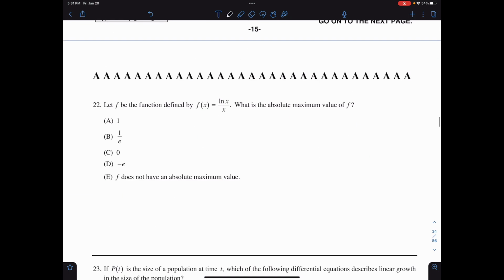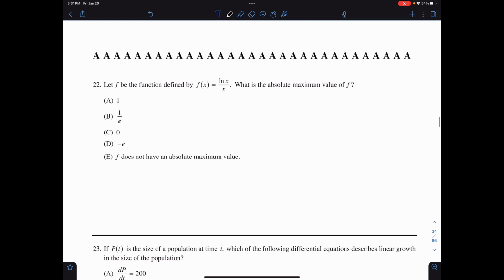Okay, on to the next one. 22. Let f be the function defined by f of x is equal to ln of x over x. What is the absolute maximum value of f?